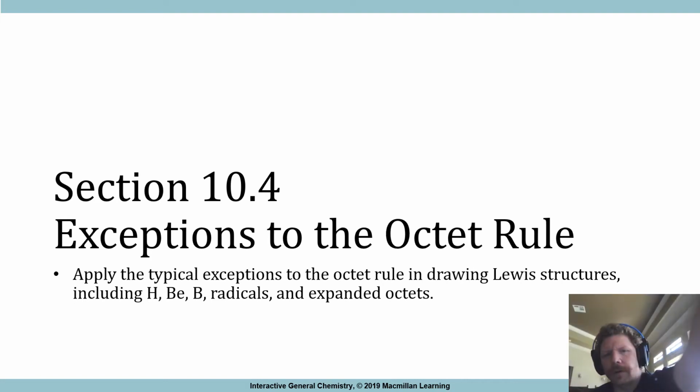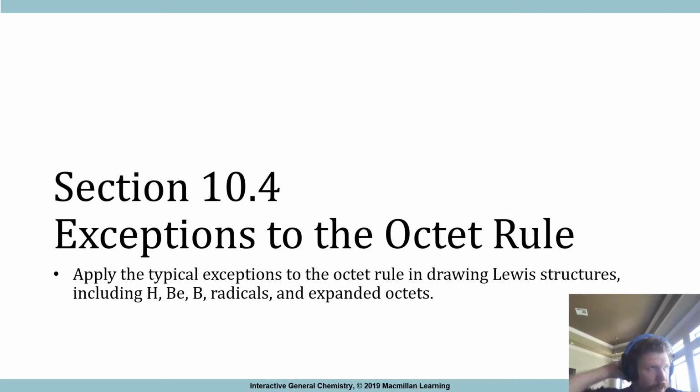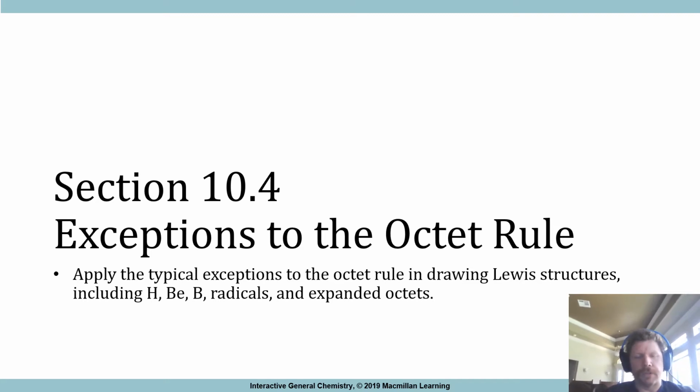All right, so here we are. We've got section 10.4. This is exceptions to the octet rule. This is going to be kind of brief, but there are exceptions to the octet rule. Not every single atom, not every single element on the periodic table, has to have those 8 electrons around it.